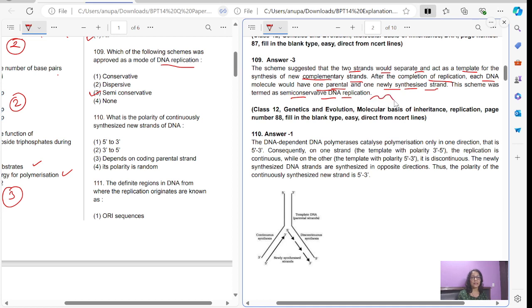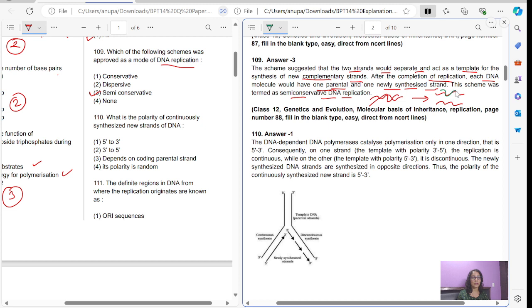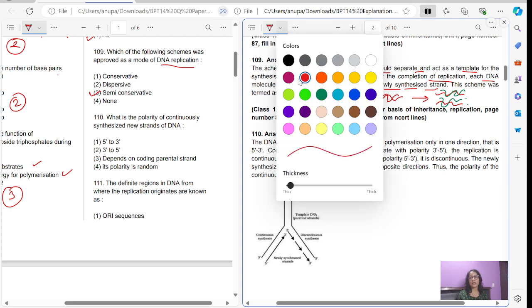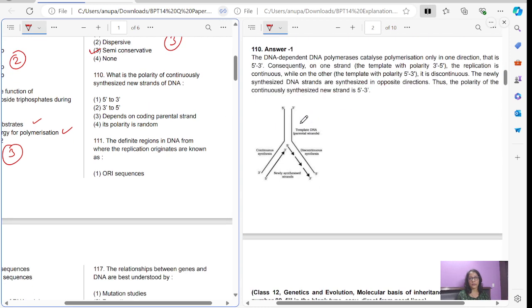Let's assume that this is a parental DNA. When it will replicate, first it will segregate into two strands and then after segregation it will form one parental, this is parental, and one daughter or newly synthesized strand. So it will look like this. It has one parental and one newly synthesized strand. It also has one parental and one newly synthesized strand. So this scheme was known as the semi-conservative method. So the answer of this question will be option number 3. Now let's move to the next question, that is question number 110.